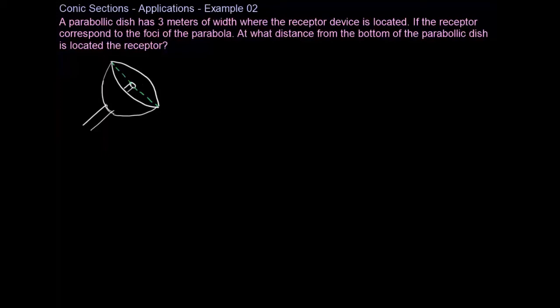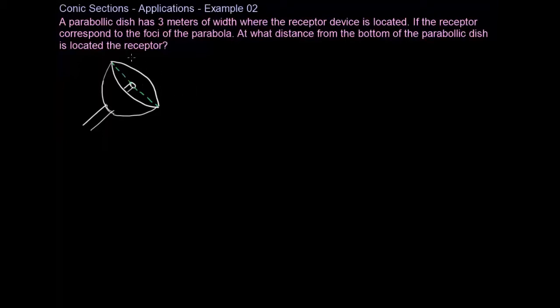Hi, in this video I'm going to explain the second example of how to apply the concept of conic section to some real-life situations. So let's get to this second case. It says a parabolic dish has 3 meters of width where the receptor device is located. If the receptor corresponds to the foci of the parabola, at what distance from the bottom of the parabolic dish is located the receptor? So I have here sketched how this parabolic dish will look like.